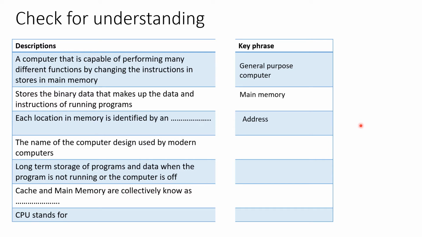The name of computer design used by modern computers, named after John von Neumann, is the von Neumann architecture. Long-term storage of programs and data when a program is not running or the computer is off. So secondary storage, your hard disk, your USB drives. Cache and main memory are collectively known as primary memory, and we've looked at main memory so far. And CPU stands for central processing unit. Now if you got most of those correct, so if you got say 5 out of 7, then it's okay to move on. If you got less than 5 out of 7, go back to the beginning of the video and have a look at the video again and try this again.